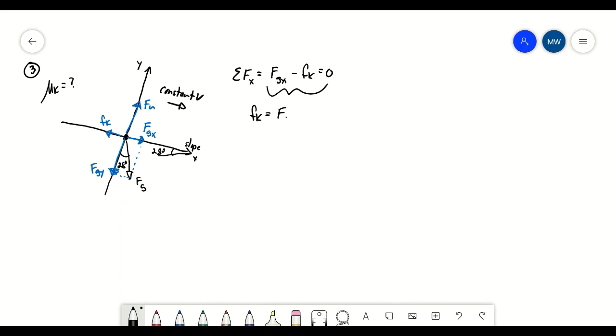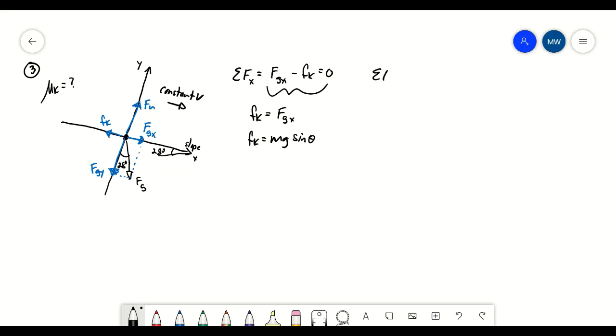So Fk equals Fgx. And we know that Fg is always equal to mg. And if we look at the diagram over here, this x component, it's really the same as this dotted line. So that would be the opposite side. So I'll use sine theta.